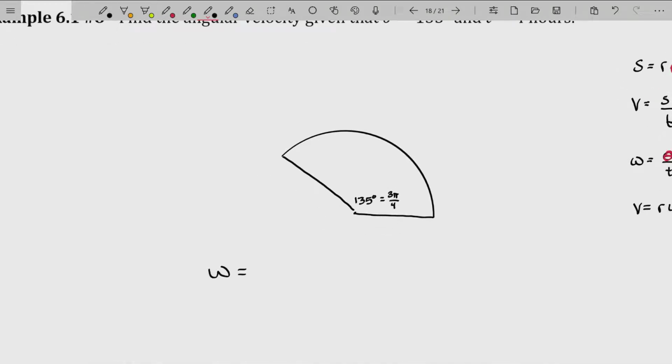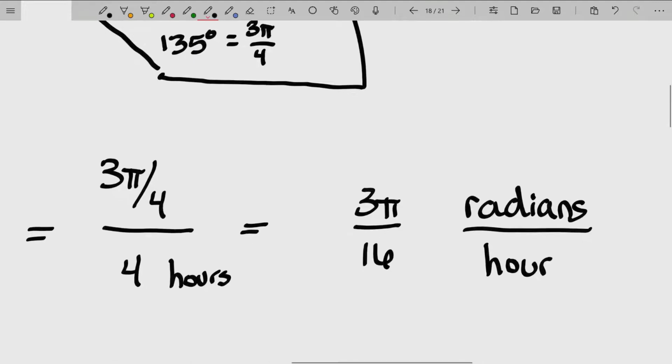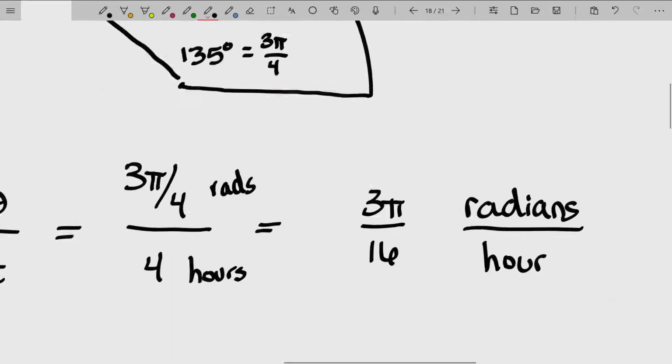So our angular velocity is going to be radians per time, which is 3 pi over 4 radians per 4 hours. And that will turn out to be 3 pi over 16, with units of radians per hour. Now, radians are a unitless measure, but when you're using them in a rate like this, it's probably best that you mention them. It's better to say this circle opened up at 3 pi over 16 radians per hour.